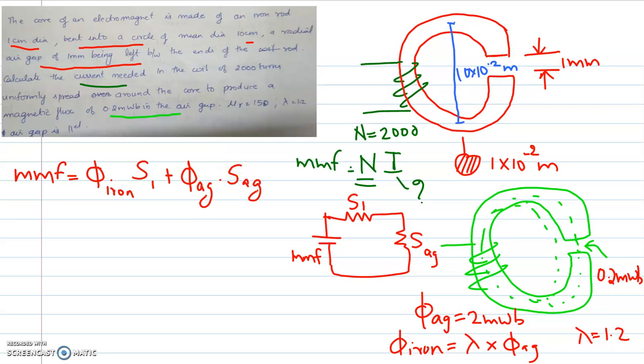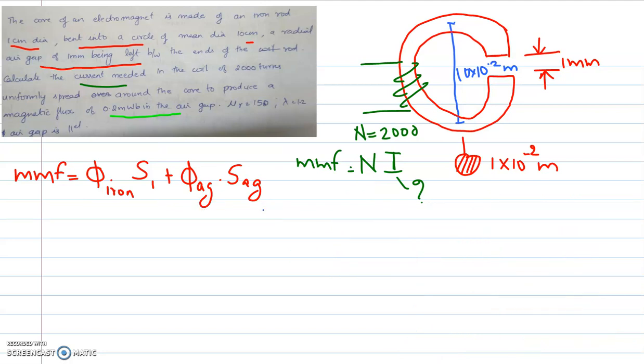So this is what we have seen in previous lecture. I have mentioned that if lambda is 1, that is leakage factor is equal to 1, then we can take flux in the iron path and the air gap as the same. If not, we have to take it as a different value. So that is flux in the iron path into the reluctance plus flux in the air gap into reluctance of the air gap. So therefore, we will write it like this.